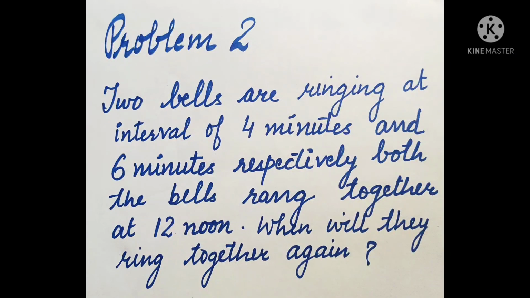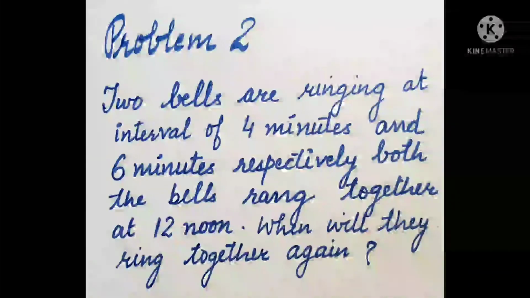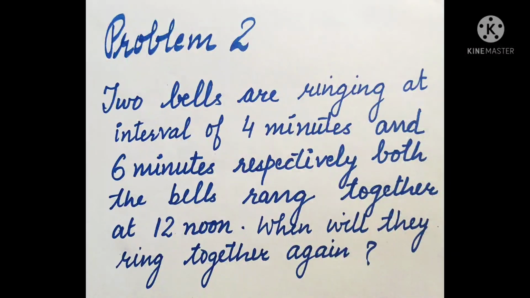Now let us take one more problem. In this problem, 2 bells are ringing at intervals of 4 minutes and 6 minutes respectively. Both the bells rang together at 12 noon. Now the question is, when will they ring together again? Now see the keywords. Here is repetition of ringing. Ringing of a bell is a repetition. So repetition means we need to find out the LCM.